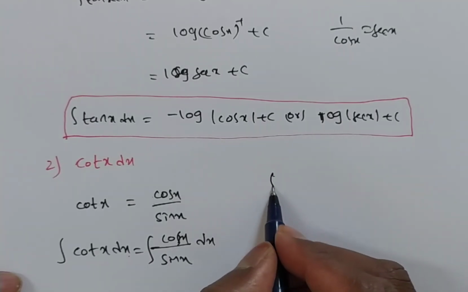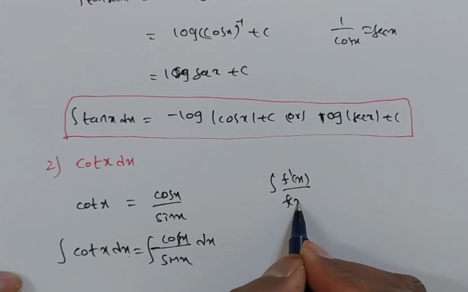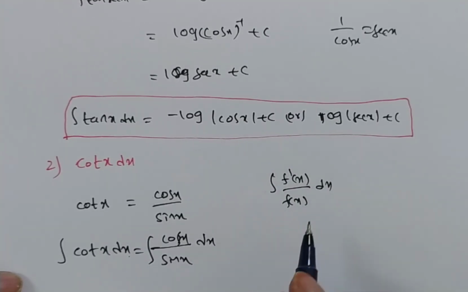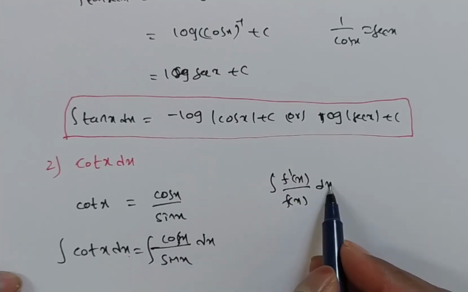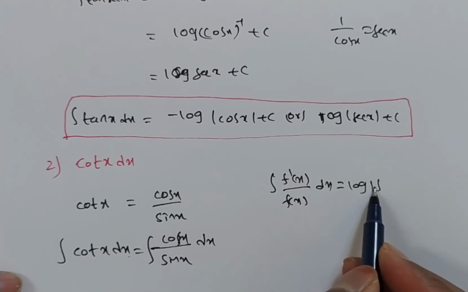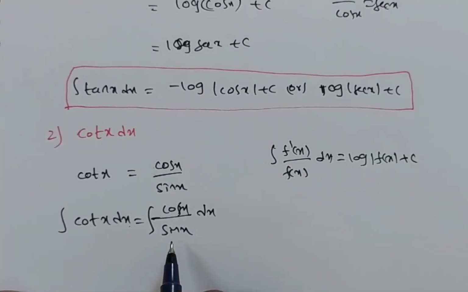Whenever in the integration you have a numerator and denominator, first we will cross-check with the substitution formula, that is, if it is in the form of f dash of x by f of x dx, then we will write log mod of f of x plus c. Now you observe the denominator is a function. So what is this function's derivative here? Sin x derivative is cos x. So you can write log of mod sin x plus c.